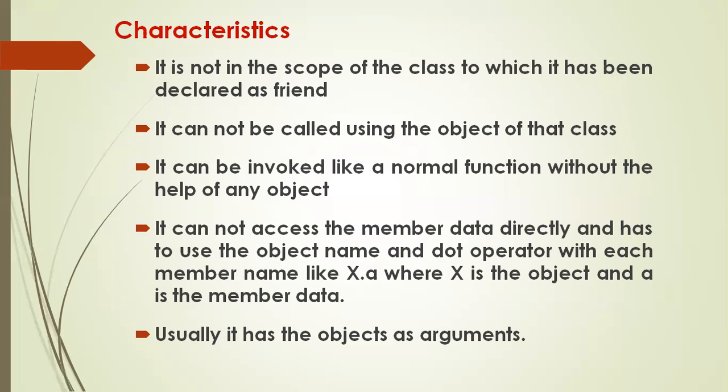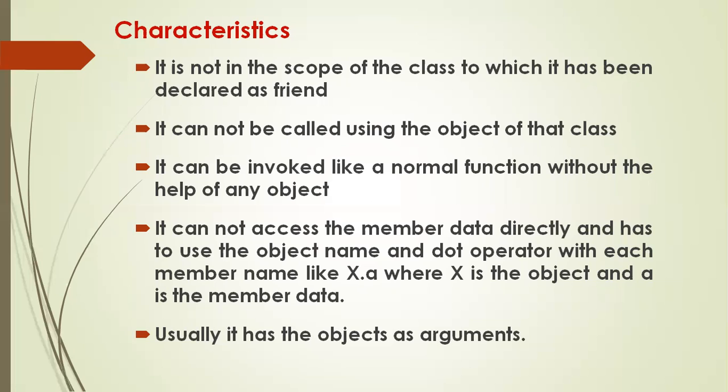Whereas a friend function, if it wants to access any private data, needs at least one argument, which is nothing but an object of that particular class. You have to pass one object. Then it can access any private data through the object you are passing. If you are passing the object as D, and the member data are A and B, then we can access A and B like D dot A, D dot B, etc. For example, if X is the object name and A is the private data name, then A can be accessed within the friend function like X dot A. And usually for a friend function, you have to pass at least one argument, which is an object of that particular class.